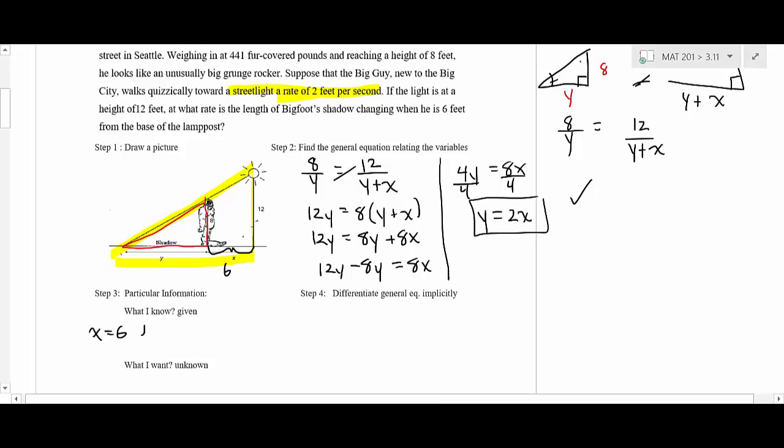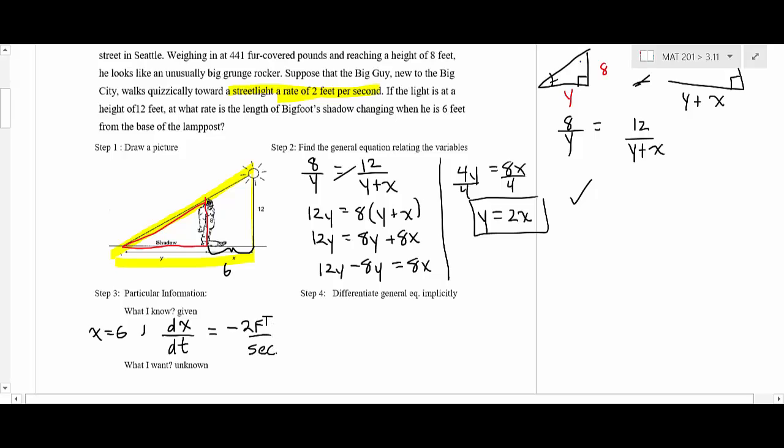So what that's going to be represented by, and you have to write this the right way, is dx over dt. That's the rate that x is changing at a particular time. These things are always going to have time in them. So it's dx over dt, and that's going to be equal to, since he's going towards that, negative 2 feet per second, because that's what that says.